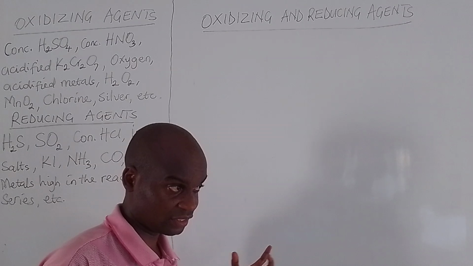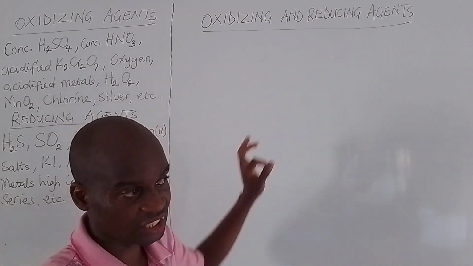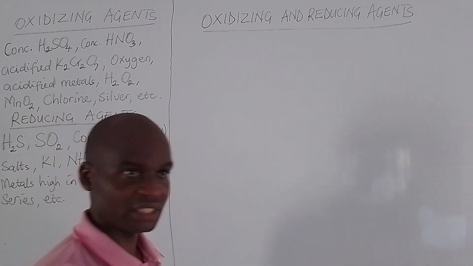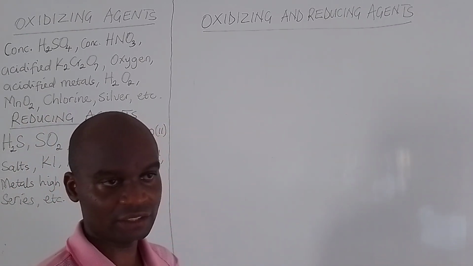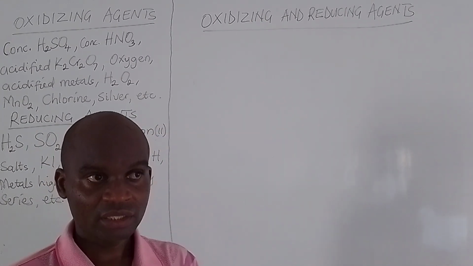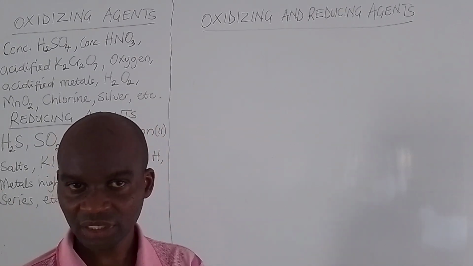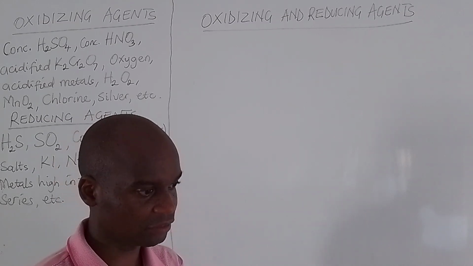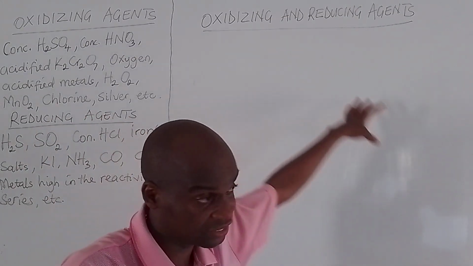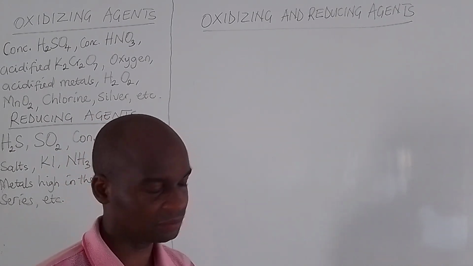In today's class, we are looking at oxidizing and reducing agents. Remember, in our last class, we defined the two concepts of oxidation and reduction in terms of oxygen, in terms of hydrogen, in terms of electrons, and in terms of oxidation number. So we are going to consider oxidizing and reducing agents based on these four concepts.